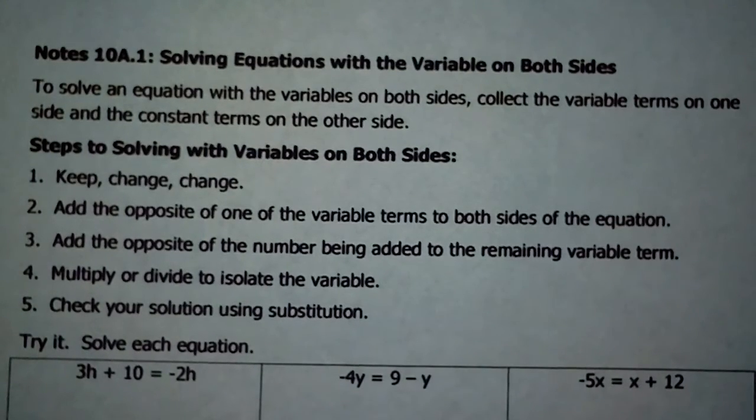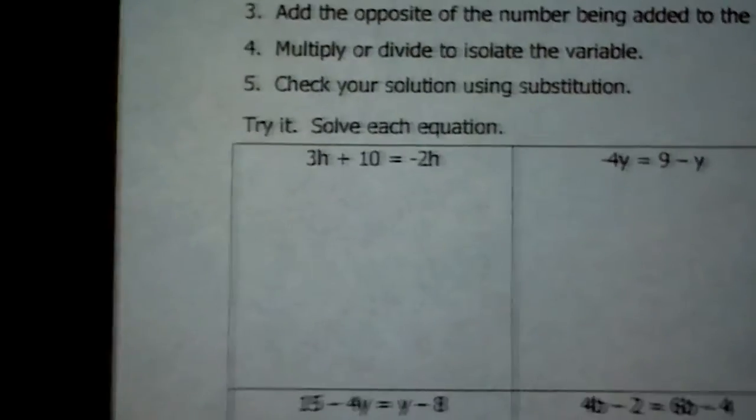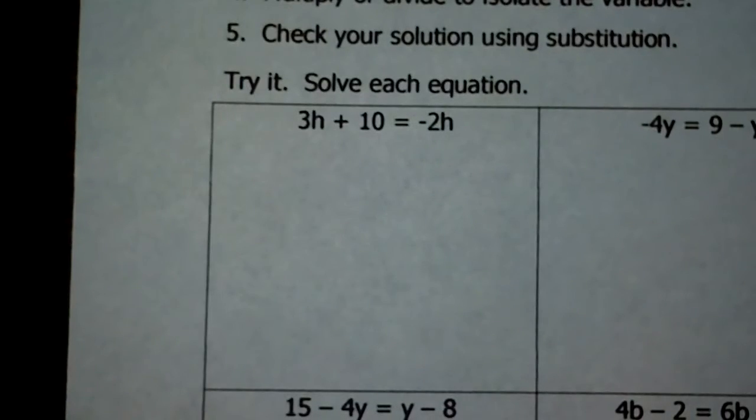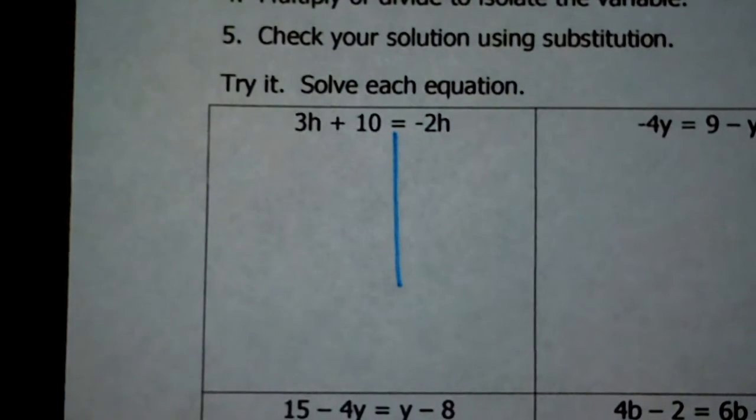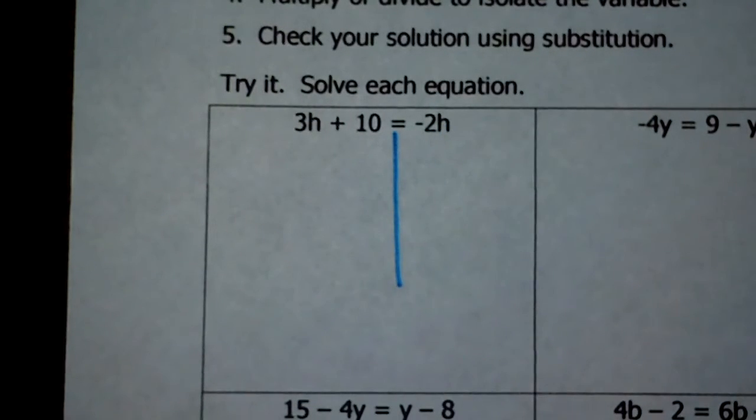Then basically, you're going to add the opposite of the number being added to the remaining variable term, and multiply or divide to isolate the variable, and of course we can always check using substitution. So let me zoom in a little bit here. Alright, with this first one, draw my line down. There's no subtraction to keep change, but I see I have 3h on this side of the equal sign and negative 2h on this side of the equal sign.